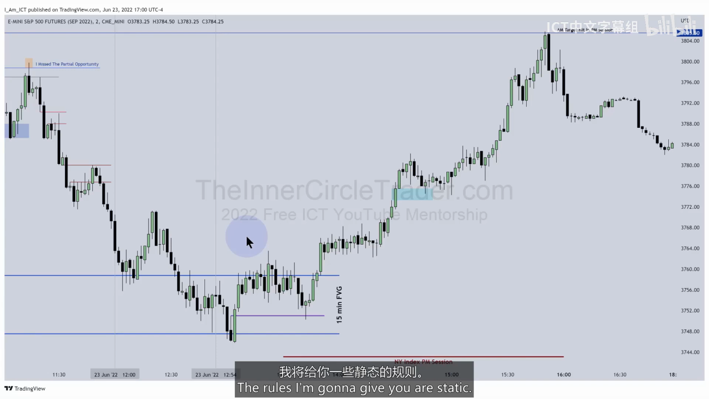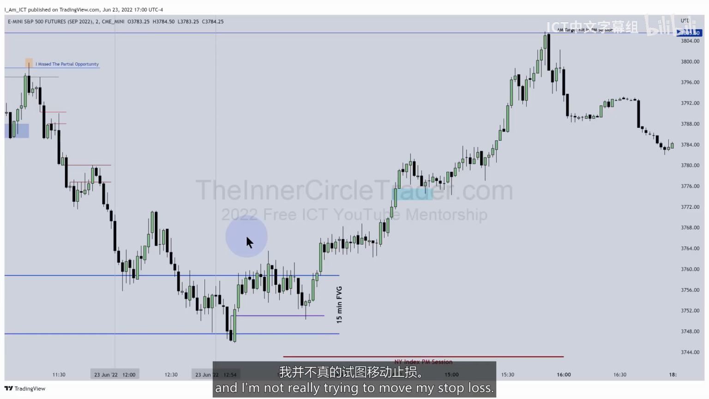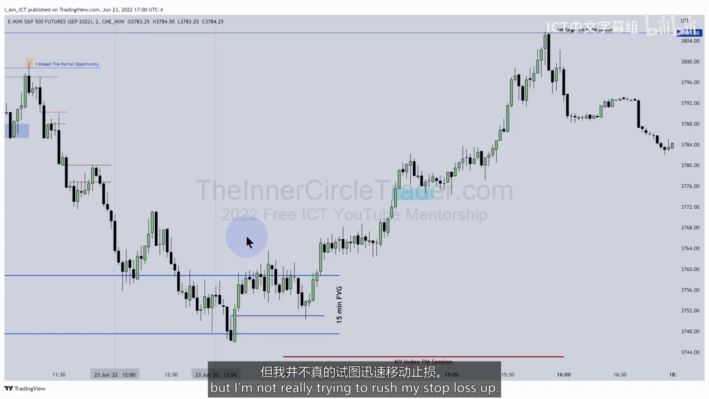The rules I'm going to give you are static. They're always the same, so that way you know once you put a position on your demo account, where is your stop, how much are you risking, when do you move your stop. Okay, and this is the rule that I use. And sometimes you've seen me show trades where I get in and I'm not really trying to move my stop loss. I'm taking partials along the way, but I'm not really trying to rush my stop loss up. I'm going to show you the rules I follow so that way it makes sense to you.